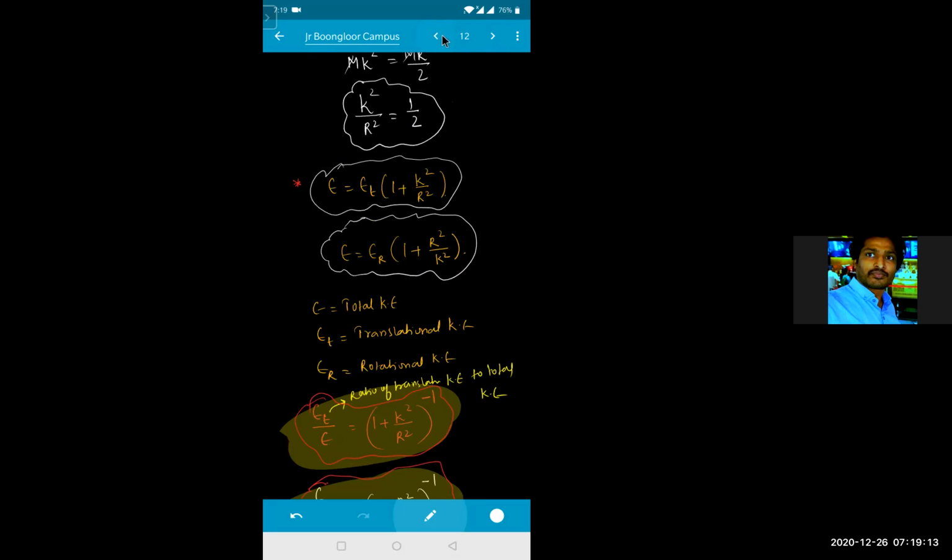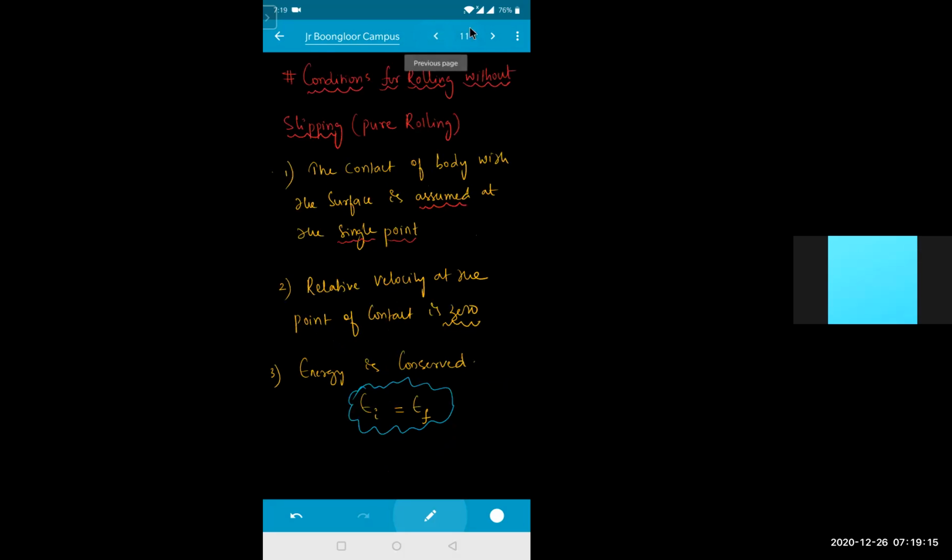So that was about pure rolling motion. I hope you got the conditions for pure rolling. Whenever you're doing problems related to pure rolling, make sure that the contact point is only one single point, the relative velocity at the point of contact is equal to 0, and energy is conserved. Is it clear?